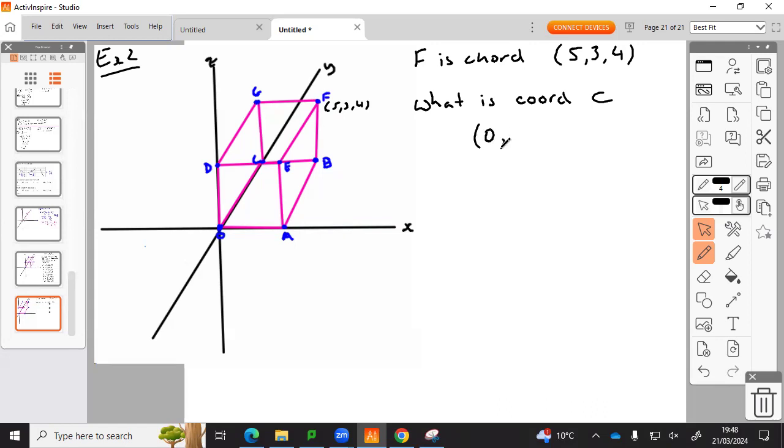My y coordinate is my depth, it's how far I've gone back. Now C sits in the same face as F. So if F has gone 3 back, then my C must have gone 3 back. And my C sits in the bottom face of that cube, so I'm not going up any Z. So I'm using details from the image, but I'm also using details from the coordinate we get given to understand where C sits relative to each of them.